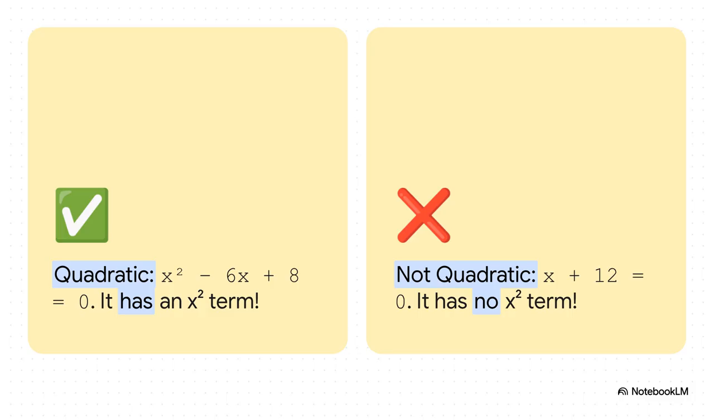And this makes it crystal clear. Look at the left side. x squared minus 6x plus 8 equals 0. See that x squared? That's our guy. So yes, it's a quadratic equation. Now look to the right. x plus 12 equals 0. Where is the x squared term? It's missing. So this is not a quadratic equation. That's the first thing you should always check.